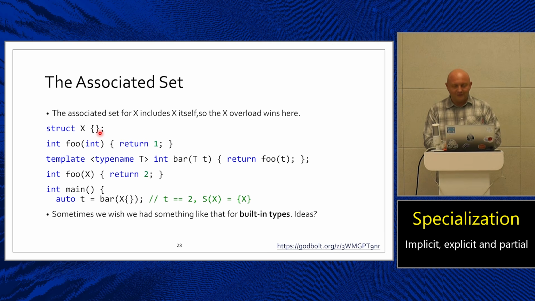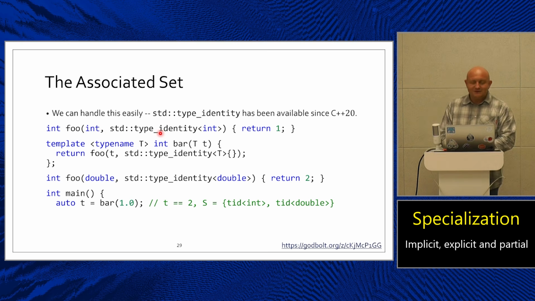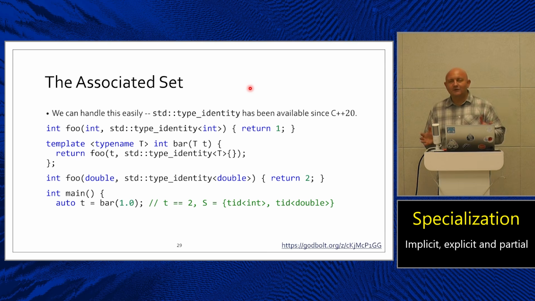3, 2, 1. Okay, we can handle this quite easily using std::type_identity, which has been available since C++20. std::type_identity is basically an empty type with no contents, no state, 1 byte long, which just carries the type in it, like int foo(int) and std::type_identity<int>. This seems redundant, but it's crucial. type_identity is a class type, and for class types, the associated set is not empty.